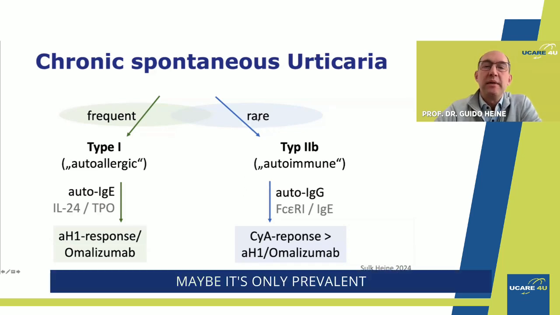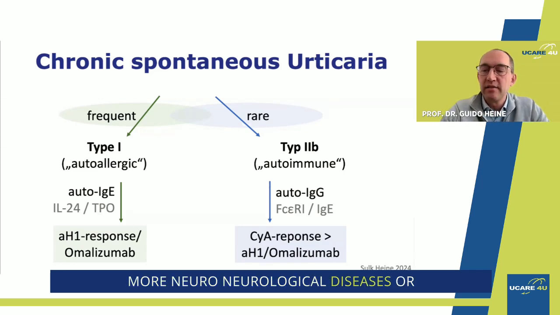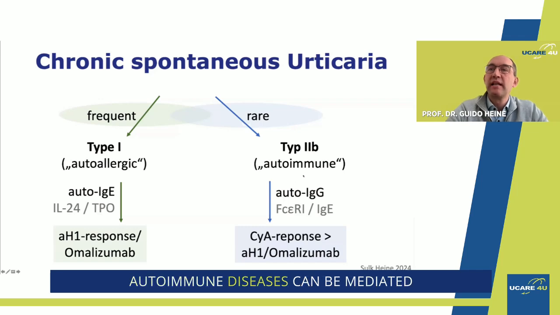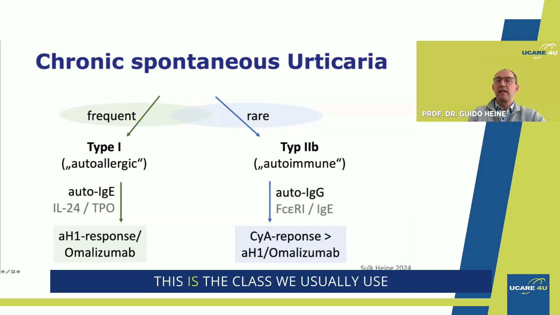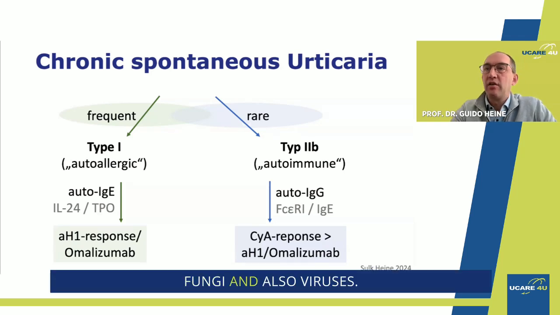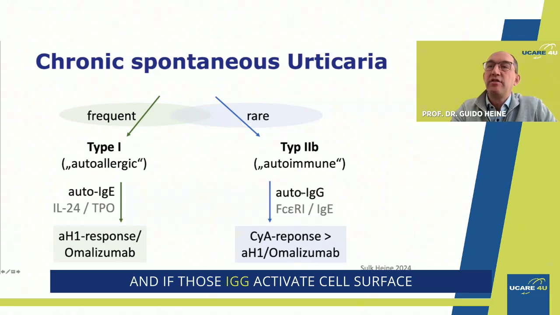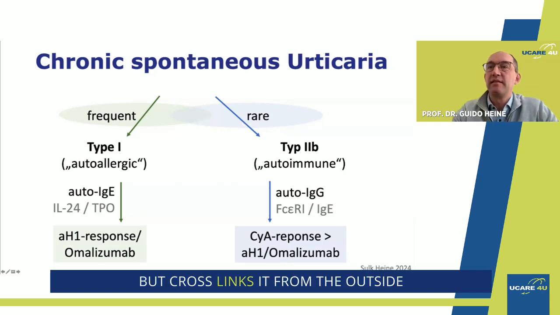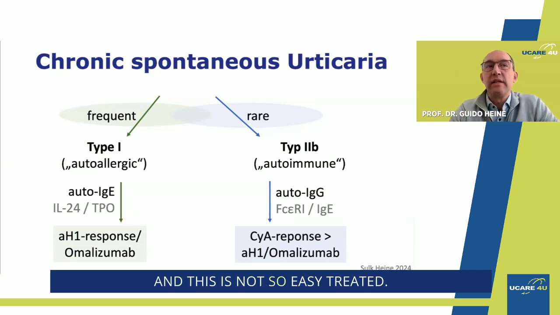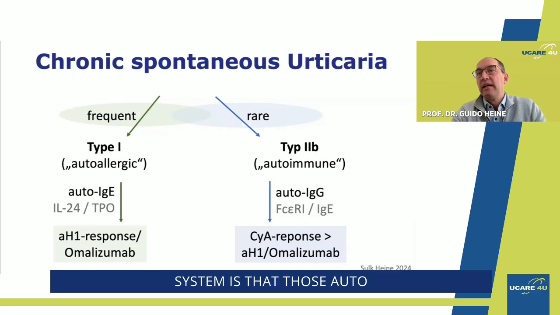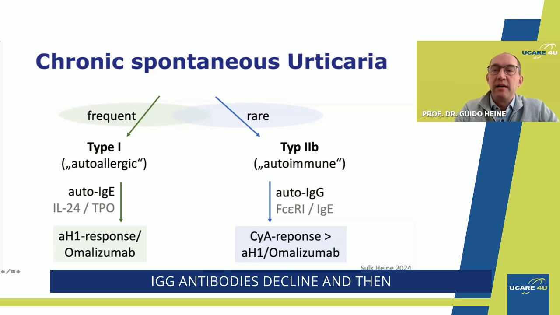And by far more rare, maybe it's only prevalent in 5% of the cases, it is an autoimmune disease. Autoimmune diseases you all have heard of, like rheumatoid arthritis or lupus, or there are several more neurological diseases or against the gastrointestinal tract. Autoimmune diseases can be mediated not by IgE, but IgG antibodies. This is the class we usually use to defend against bacteria, fungi, and also viruses. And if those IgG activate mast cell surface receptors or cross-link the IgE on a mast cell, which is always there, but cross-link it from the outside, then the mast cell is activated, and this is not so easily treated. These are difficult cases, and there we use immunosuppressants. So the idea is to suppress the immune system so that those auto-IgG antibodies decline, and then the patient feels better.